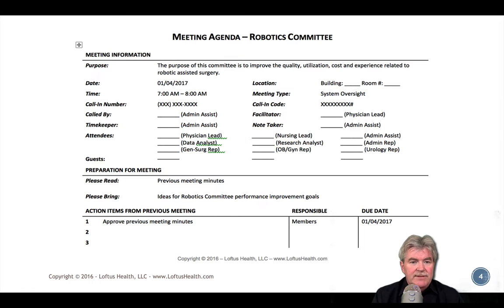So here's an example of an agenda and some things that I put in here. And I put these in because a lot of agendas have these in there, obviously, but there's a reason why they're there. And they promote engagement. Remember we talked about that, how do you create an environment where you're not disengaging people? So right from the beginning, I put a purpose up here for the committee. The purpose of this committee is to improve the quality, utilization, cost, and experience related to robotic-assisted surgery.